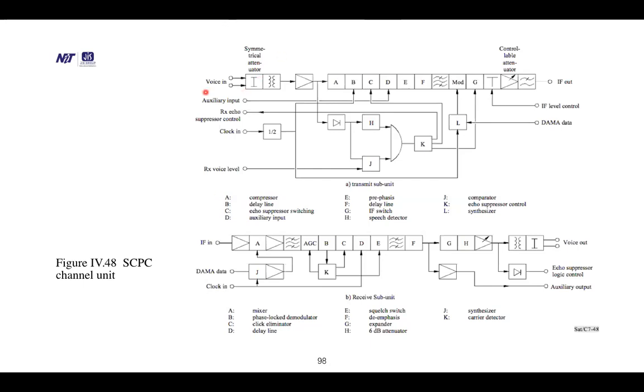So this is the voice channel and corresponding different controllable attenuators are there. There are a lot of multiplexer circuits, check-in points, auxiliary input, receiver echo suppression control. Echo, the haloing effect, should be controlled by some channel effects. Then the intermediate frequency level modulator is there. Then the IF signal output will be coming over there. It is a digital circuitry you have to learn.